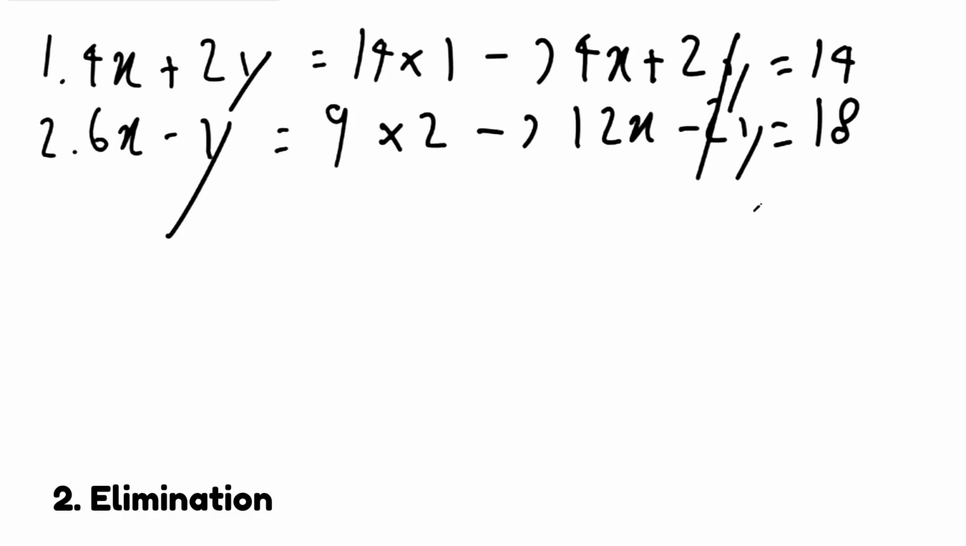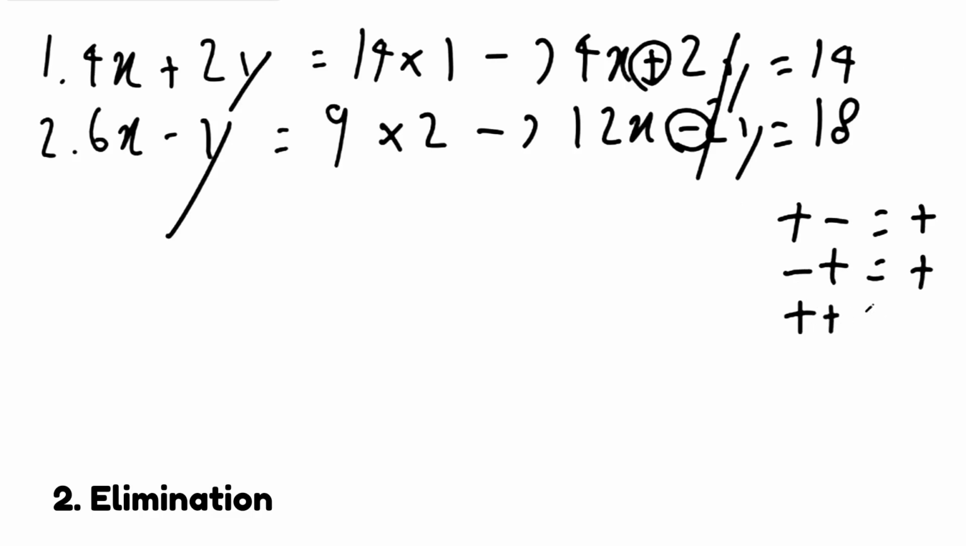Now, the rule is that if the two signs here are different, we're going to add the equations together. So we're going to add the x coefficients and the constants. And if they're the same, we're going to subtract the equations. So if they're both plus or if they're both minus, we subtract the equations. These two signs are different, so we're going to add the equations.